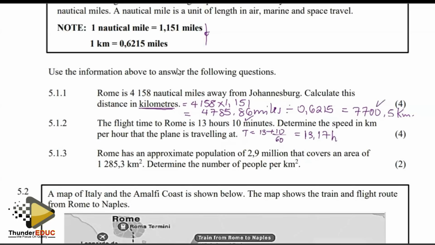These are hours. So the distance is already here. So speed equals distance over time. So we shall say 7,700.5 divided by 13.17.